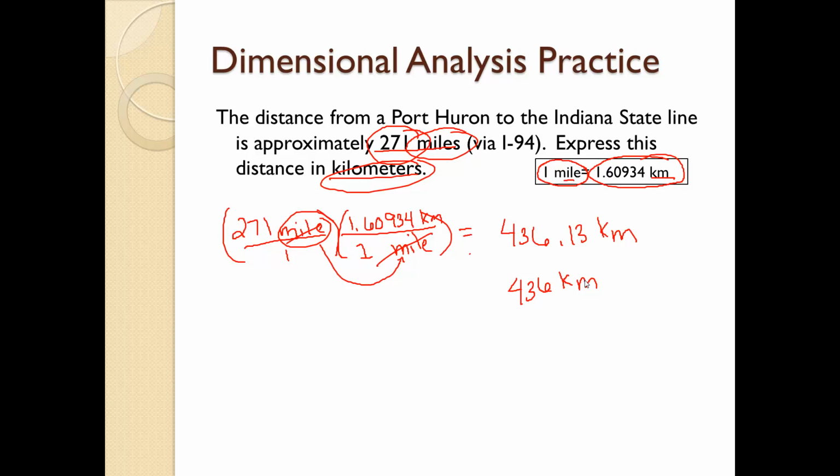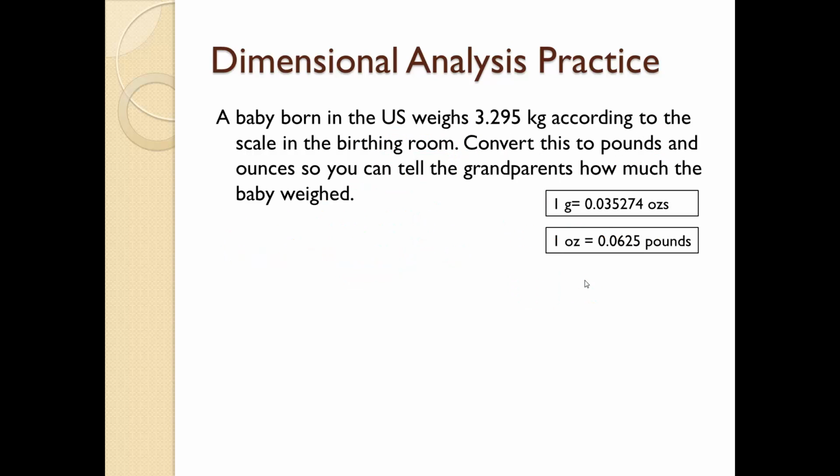Alright, let's get a little bit more complicated now. A baby born in the U.S. weighs 3.295 kilograms, according to the scale in the birthing room. Convert this to pounds and ounces so that you can tell the grandparents how much the baby weighs. So, we are starting off with kilograms, and we want pounds and ounces.